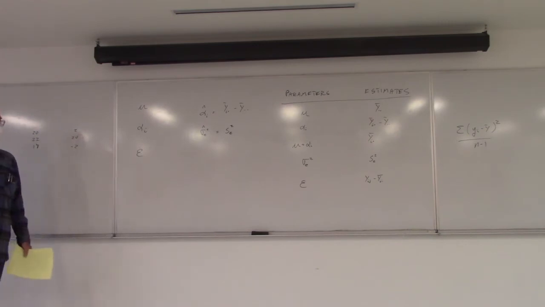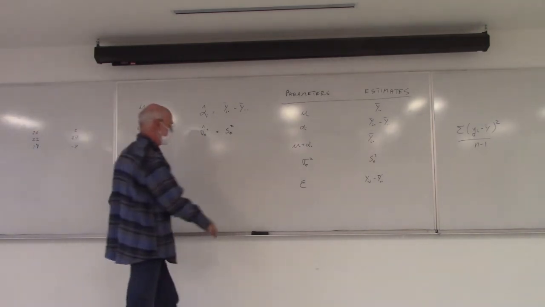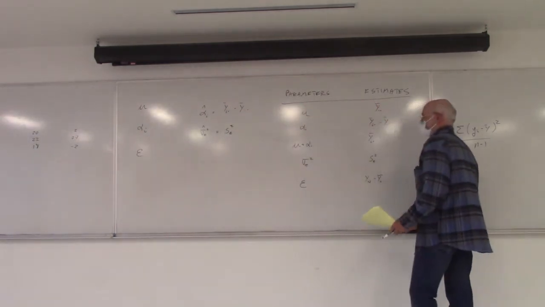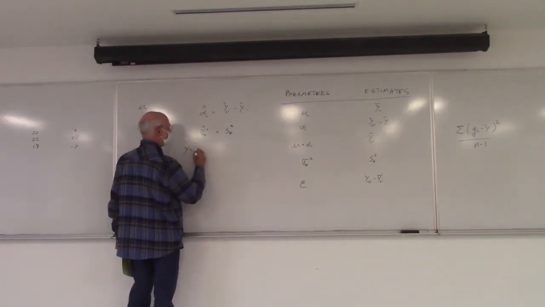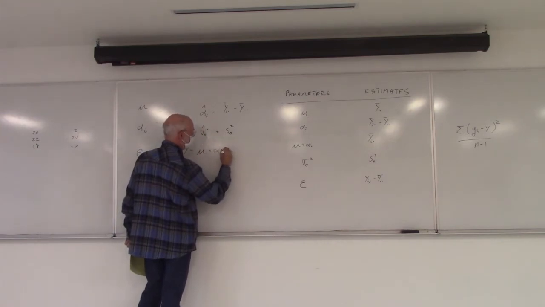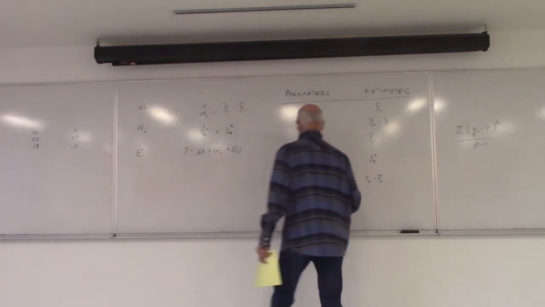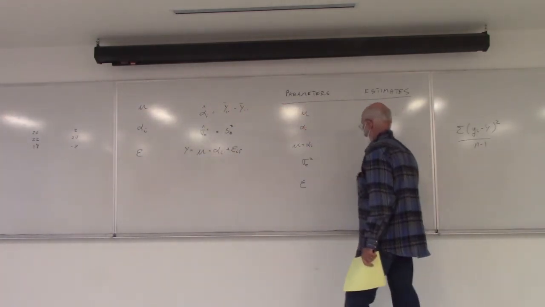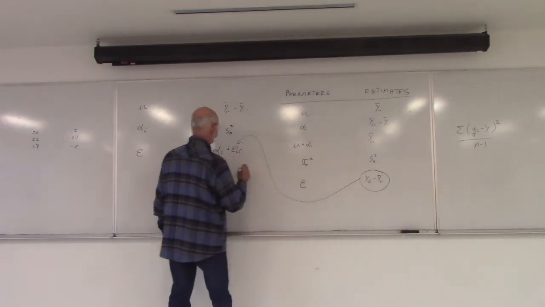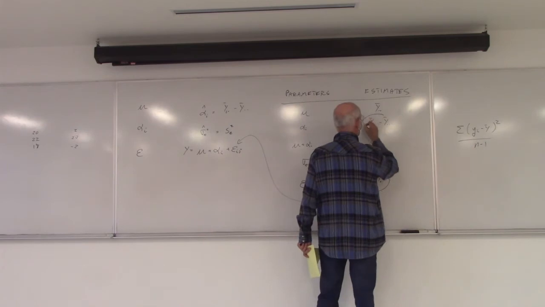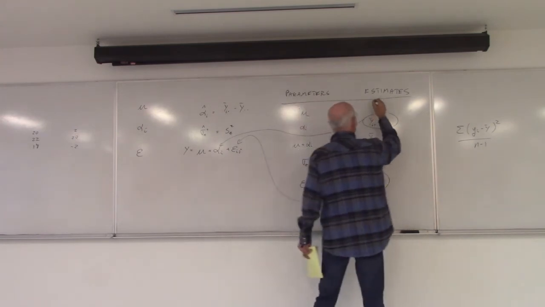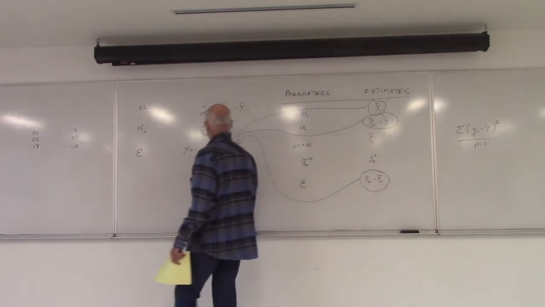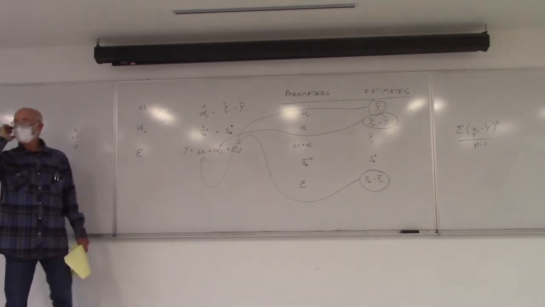Okay. Let's use those estimates. All right? Remember what our model is? Our model is y equals mu plus alpha i plus epsilon ij. There's that. There's that. There's that. Okay?